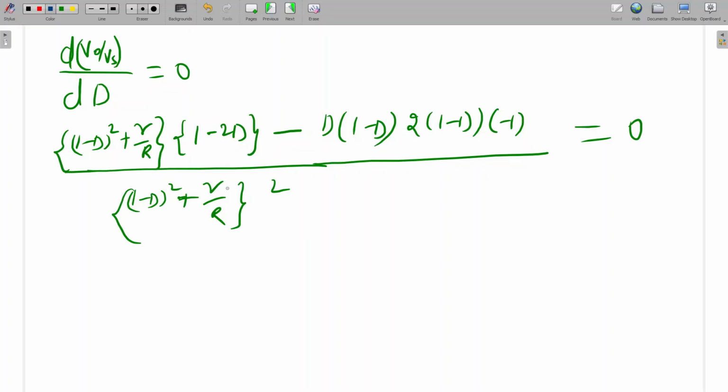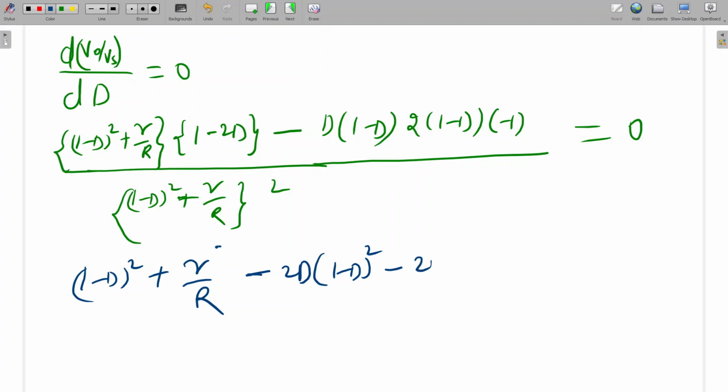Okay. So I'm going to just simplify this equation. So this will be (1 minus d square) plus r by R. This will be first term multiplied by 1. Again it will be minus 2d into (1 minus d square). Again it will be minus 2d into r by R. And second term, this minus minus will be plus, so it will be 2d into (1 minus d square). And this should be equal to 0.